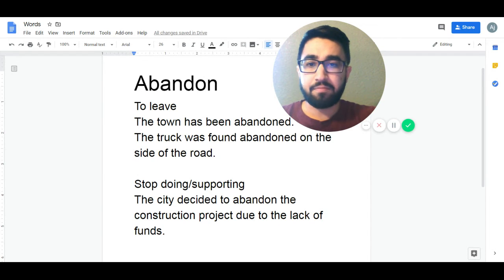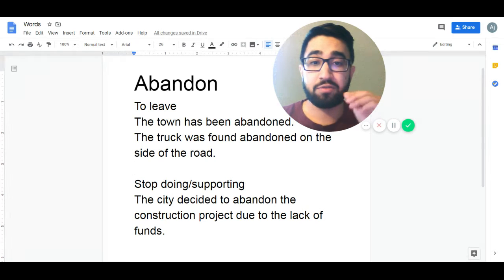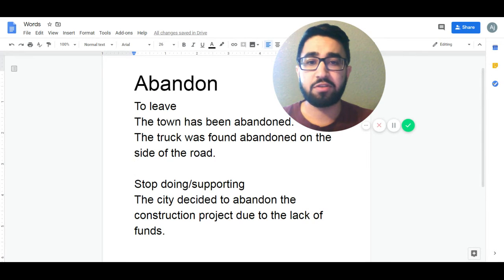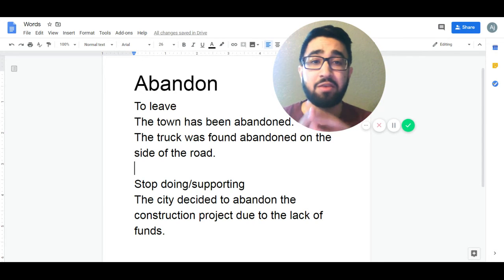Okay? So stop doing, stop supporting. The city decided to abandon the construction project due to the lack of funds. The city decided to stop doing the construction project due to the lack of funds. The city decided to stop supporting the construction project due to the lack of funds. So both of these can fit in here. You decide whichever one works better for you.